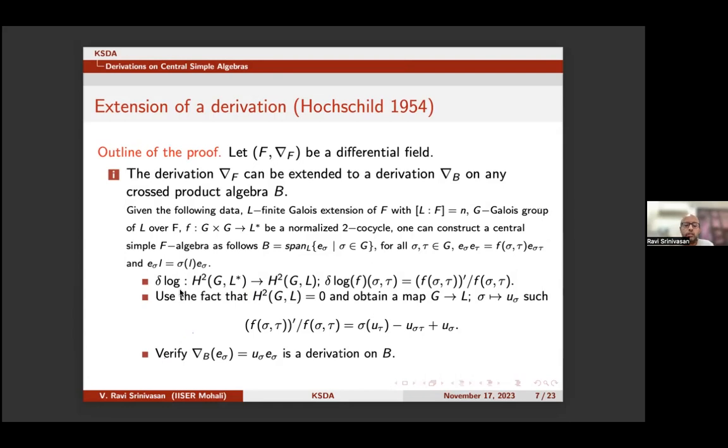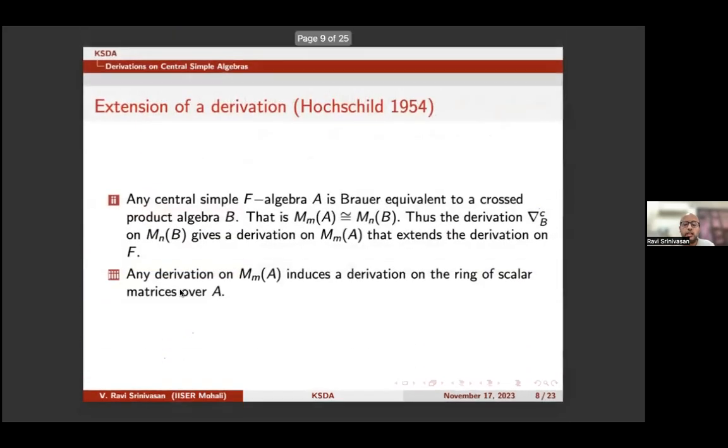Next, given a cross product algebra, one knows that any central simple algebra is Brauer equivalent to a cross product algebra, meaning M_m(A) is isomorphic to M_n(B). You can find such m and n. And what then happens is, since we already have a derivation on B, you just put the coordinate-wise derivation on M_n(B).